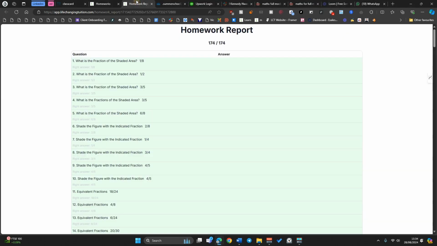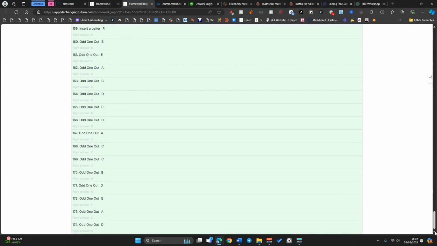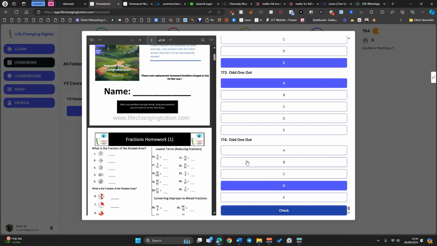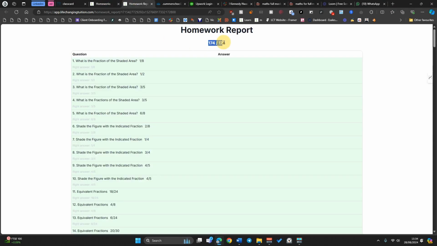Okay, I've generated the homework report, and there we go. We can see we've got 174 out of 174. All of the answers we've got are correct, and you could do this yourself once you've entered your own options and click check. Again, aim for something around this, so around 75% or more. I believe there should also show a percentage bar, which we'll look to update on the platform as well. But yeah, hopefully that walkthrough was useful.